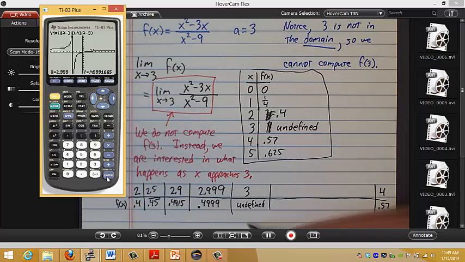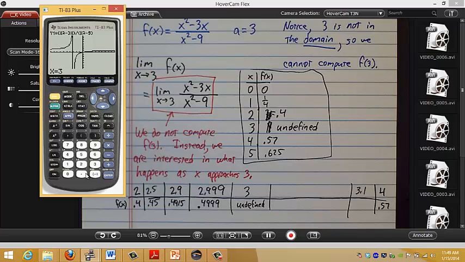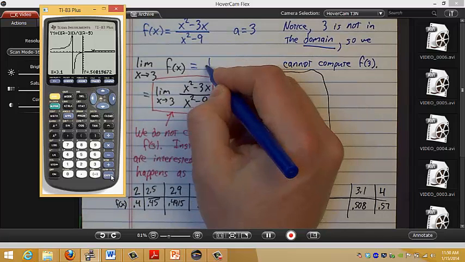So give me a number between 3 and 4. 3.1 is a nice choice. Let's do 3.1. What do we get? 0.50. You know, that's already pretty close to 0.5. Would you guys believe me at this point if I told you that this limit, for some reason, equals 1/2?